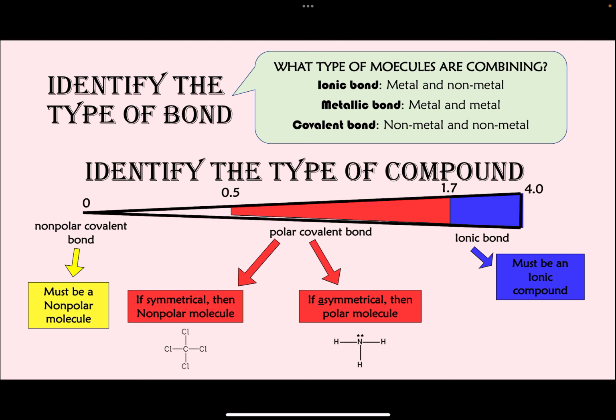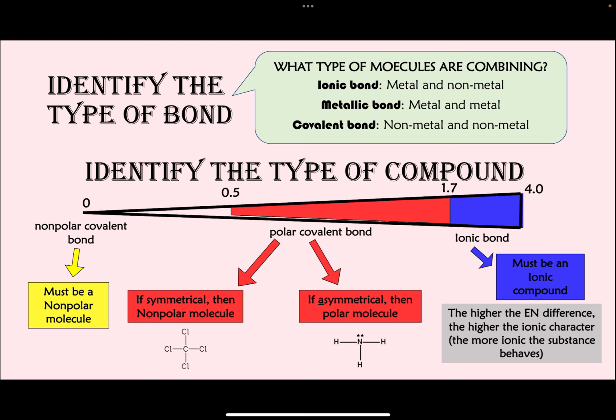So just one very quick note to remember here is something that we call the ionic character. The higher your electronegativity difference is, the higher the ionic character is going to be. Meaning, the more likely that compound is to behave as an ionic substance. And that's because ionic compounds normally have very high electronegativity differences.